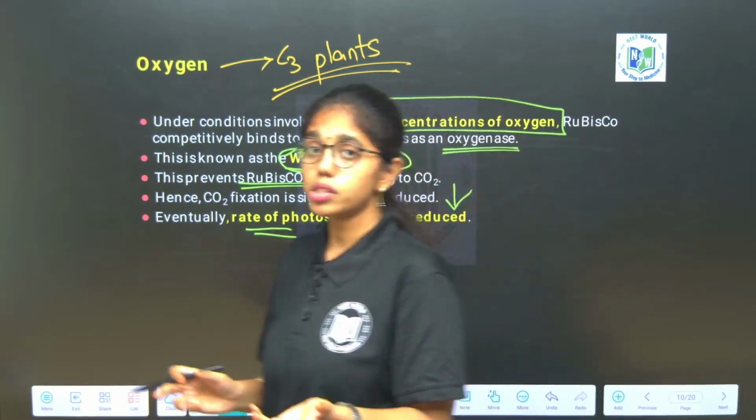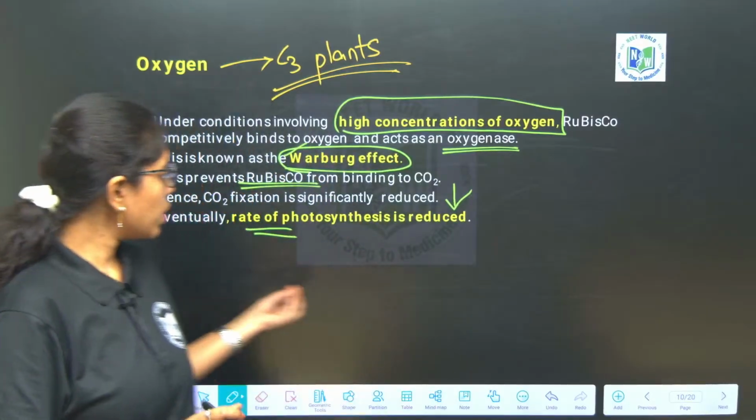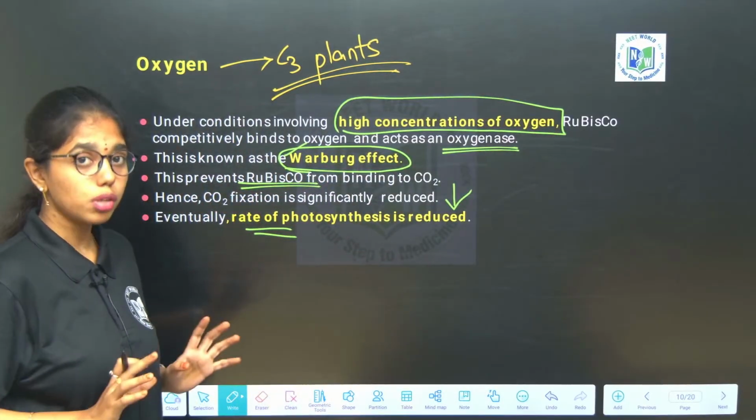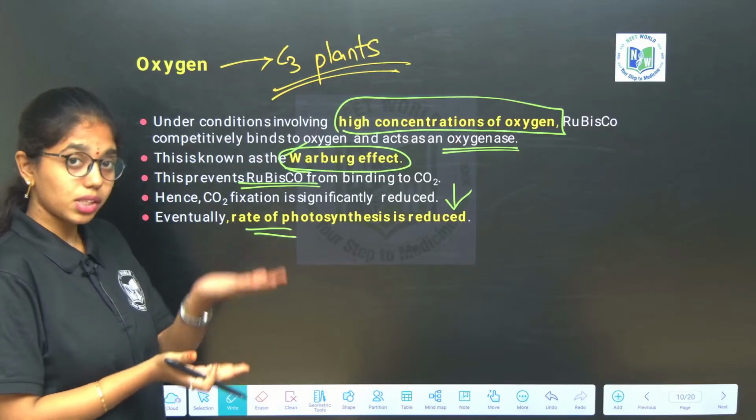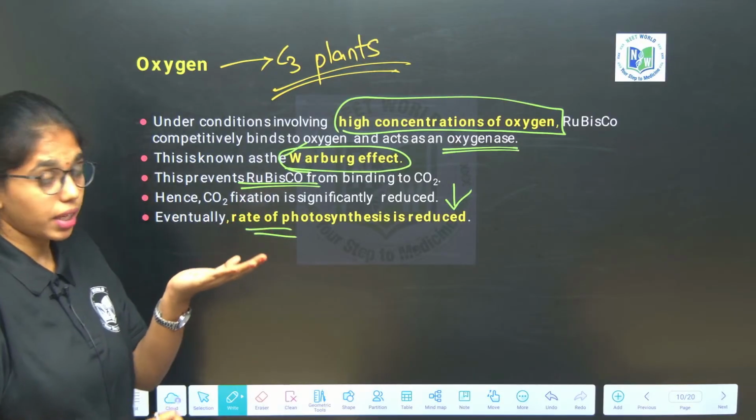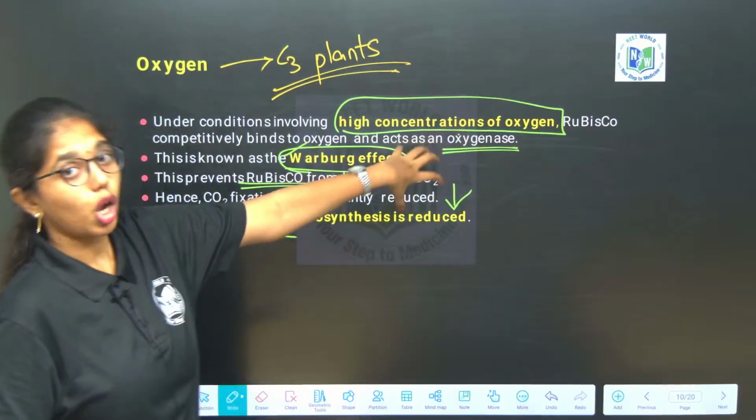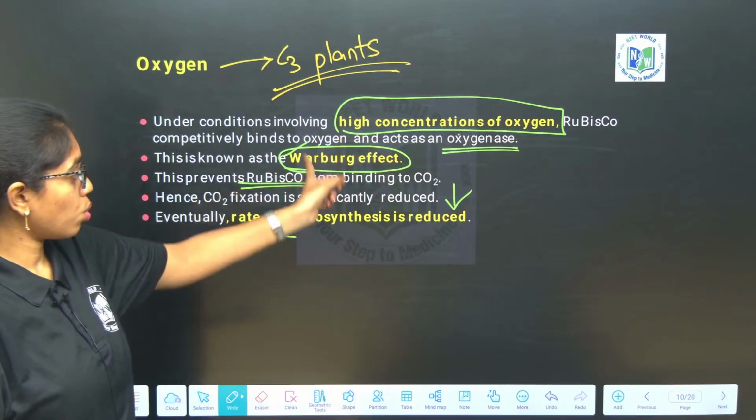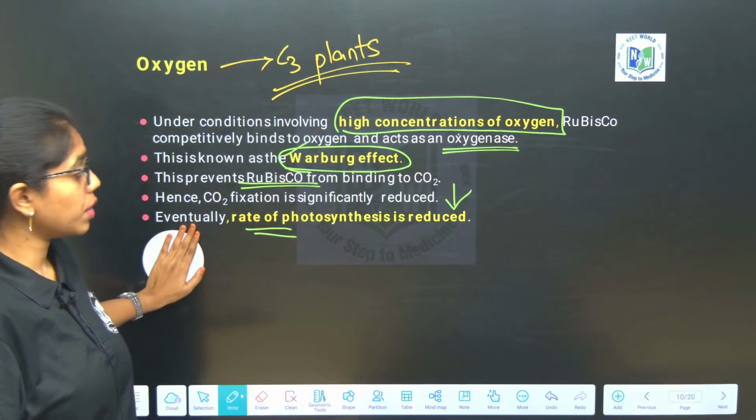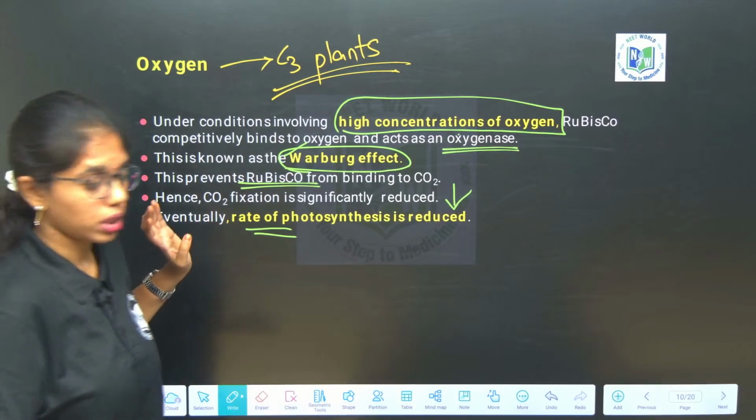When oxygen concentration is increased, carbon dioxide will be decreased, and Rubisco shows oxygenase activity and binds to oxygen, and this eventually affects the rate of photosynthesis.